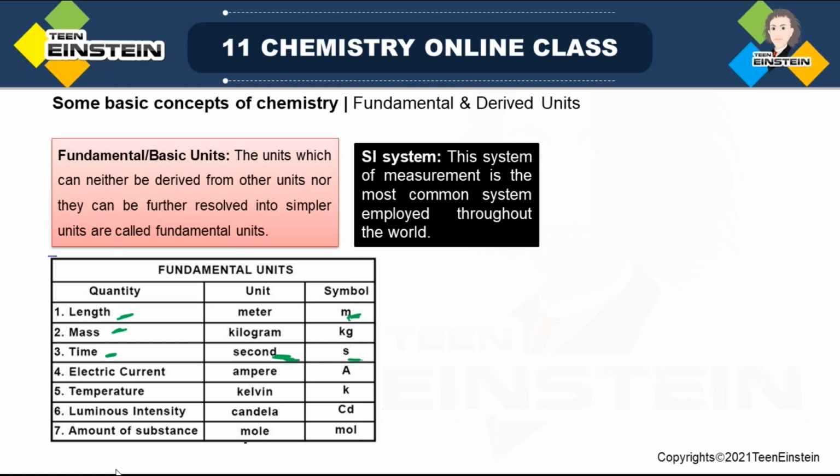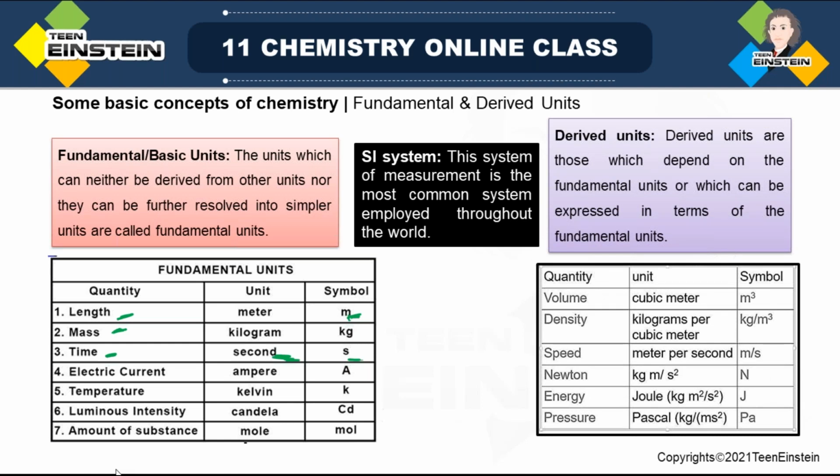And remember, this SI system of measurement is the most common system employed throughout the world, though there are other systems, such as CGS. The examples you are seeing here, or will see further, are mostly SI, because if we sometimes use SI and sometimes CGS, it will be confusing. So here we are focusing mainly on the SI system, not CGS.